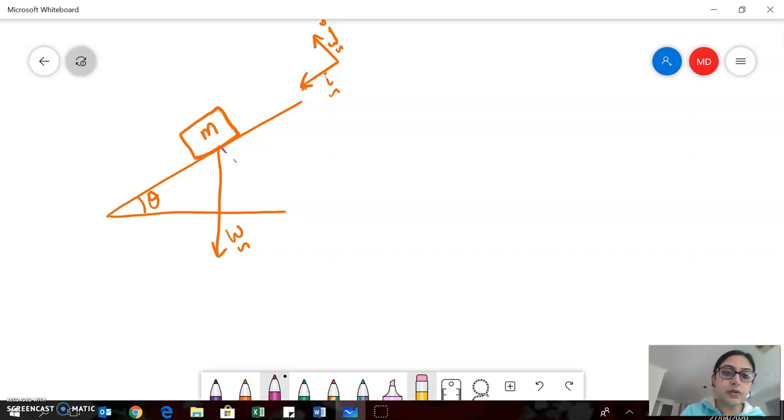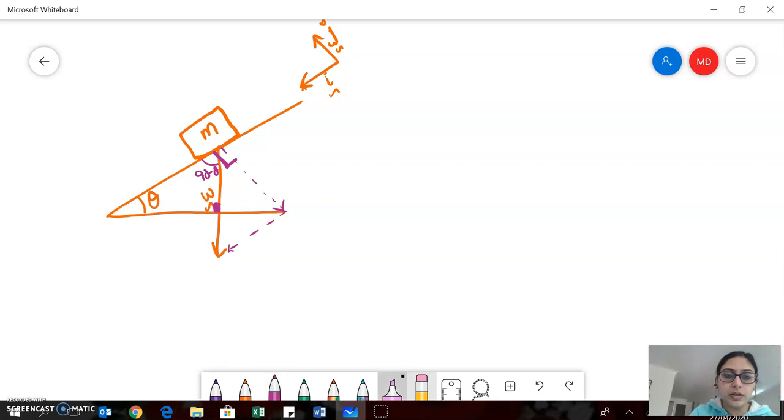So weight can be resolved into two components. So this is weight. So we've got this component and then that component. Now we can say that this angle is 90. So this would be 90 minus theta. And this whole thing is 90 because we're finding the component perpendicular to the ramp.